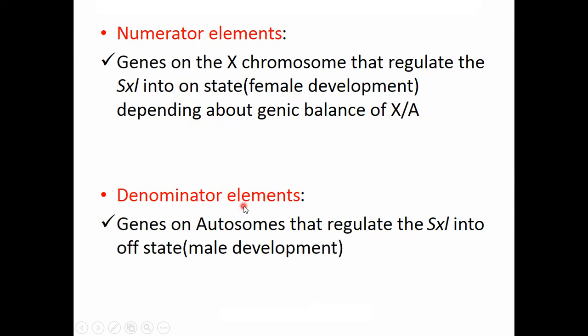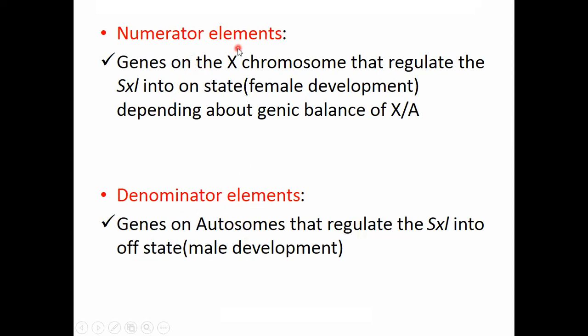While denominator elements are the genes present on autosomes that regulate the sex lethal into the off state, and it further participates in the development of male. So दो तरह के आपके पास जीन्स हैं. वो जीन्स जो X chromosome पे हैं और sex lethal को active रखते हैं वो numerator elements हैं, जबकि वो जीन्स जो autosomes पे हैं और sex lethal को off कर देते हैं वो denominator elements हैं.